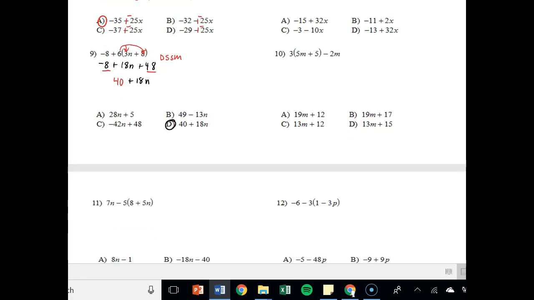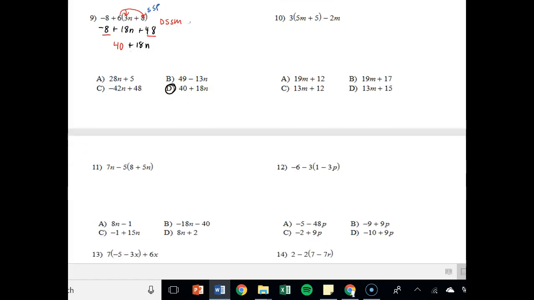Look at number 9 real quick. I already did it. It's 6 times 3 is 18n. 6 times 8 is 48. This was obviously SSP. Sorry, I forgot to write that. And then you just drop down your negative 8. And the like terms actually happen to be the constants. Negative 8 plus 48. That's different signs, subtract more. So 48 minus 8 is 40. There are more positives. Plus 18n. That's 40 plus 18n is my answer. If I were you, I'd try and do number 10.